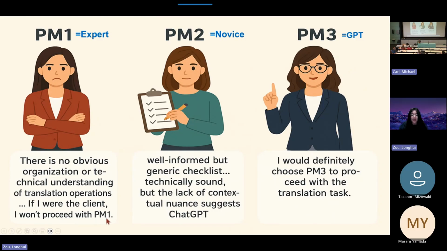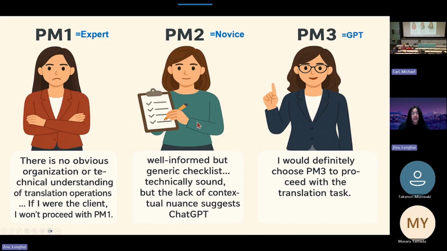And then PM2, which is the novice, was caught in the middle, described as well-informed but a generic checklist. Okay, this is what Maahi gave you as a hint at the beginning when she described the checklist. Technically sound, but a lack of contextual nuance suggests ChatGPT. So they think the novice is the ChatGPT.